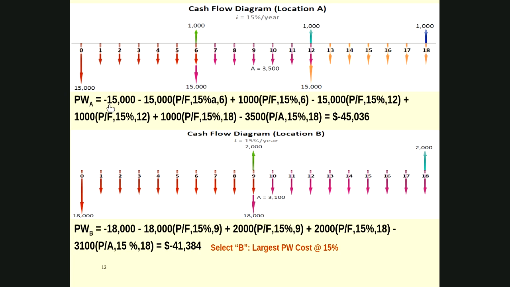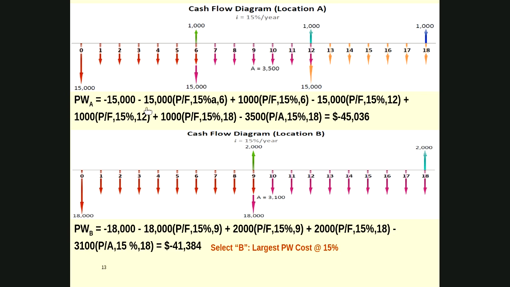Okay, you are meaning here, Hazim. Hazim is asking, why here is minus 15 and there is another minus 15? Okay, Hazim, the first minus 15 is for the initial cost placed on year 0. And the second minus 15 is for the initial cost placed on year 6, which is this one. That one needs to be converted, and this one doesn't need to, because it is already on year 0.